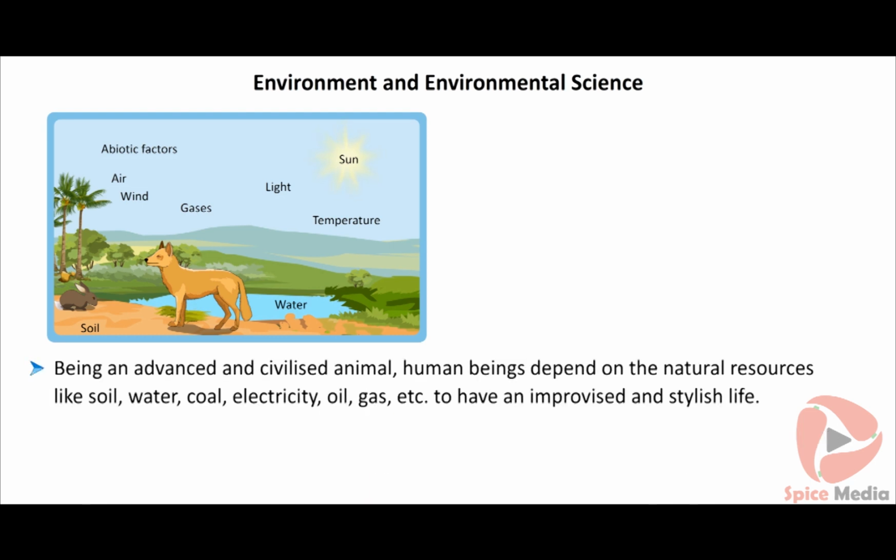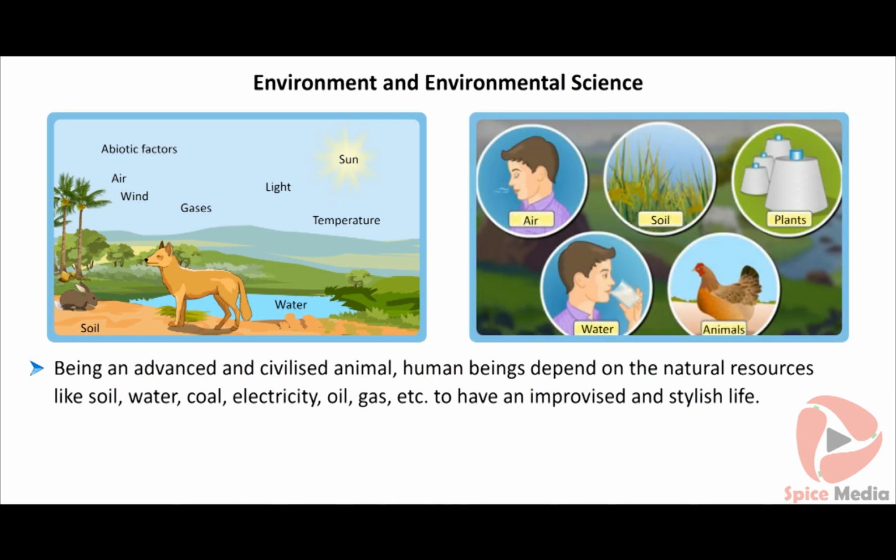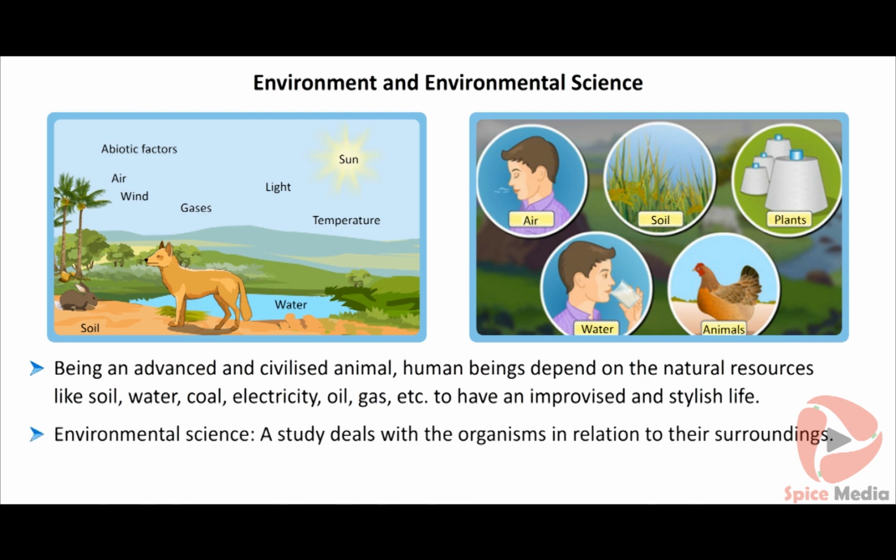Being an advanced and civilized animal, human beings depend on the natural resources like soil, water, coal, electricity, oil, gas, etc. to have an improvised and stylish life. Environmental science is a multidisciplinary science which deals with the organisms in relation to their surroundings.